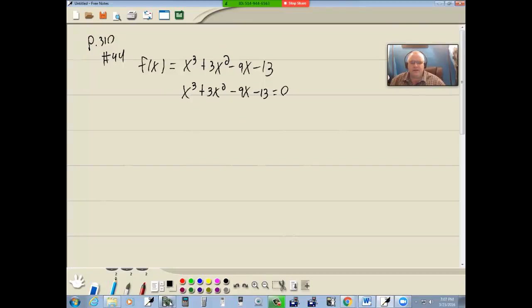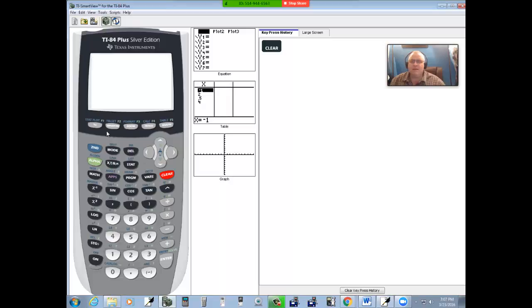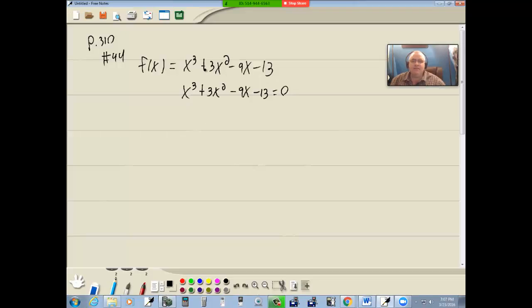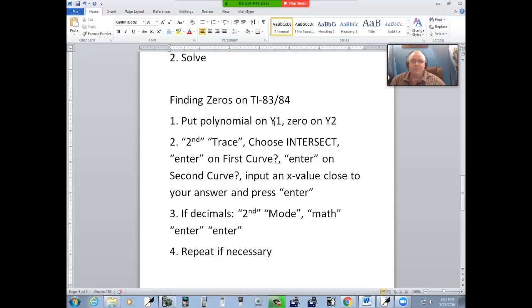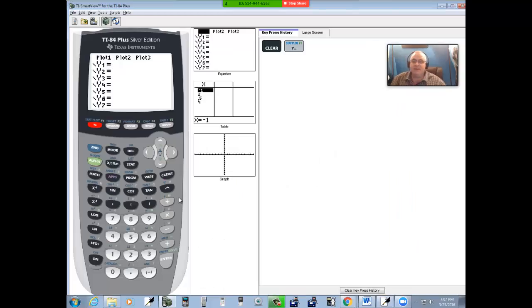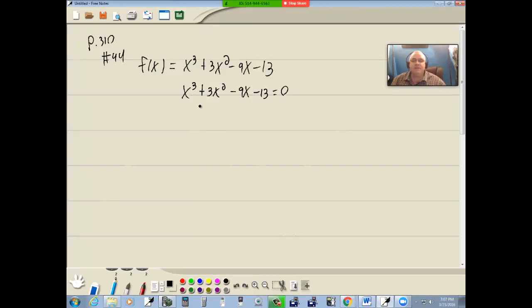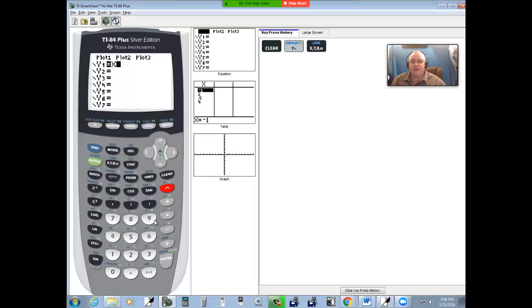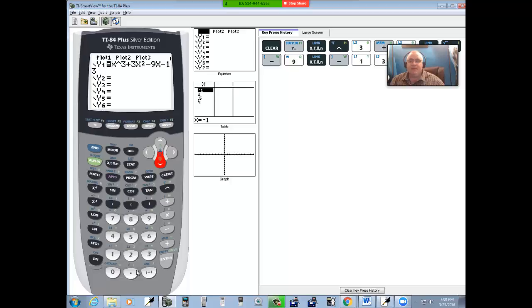So we're going to go to our calculator. I'm going to go to y equals. This tells us to put our polynomial on Y1, 0 on Y2. So I'm going to put x to the third, so I'll do x carat 3 plus 3x squared minus 9x minus 13 on Y1, and then I'm going to put 0 on Y2. This process does not work if you don't put 0 on Y2.